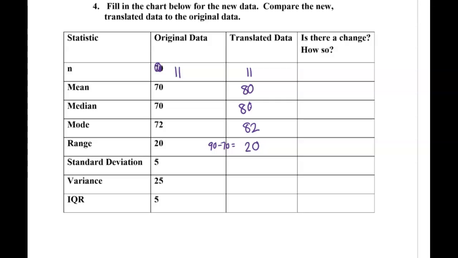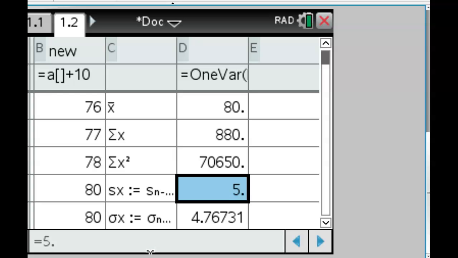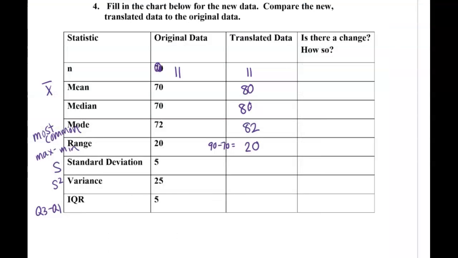Just to review, N was fine, mean was X bar, median you found, mode was the most common value. To find the range, you have to do the max minus the min. Standard deviation, we're talking about a sample, so we'll do S, variance is S squared, IQR is Q3 minus Q1. Back to the calculator for a second. Our SX is 5, so our standard deviation is 5. Our variance is just S squared, so 5 squared, which is 25.